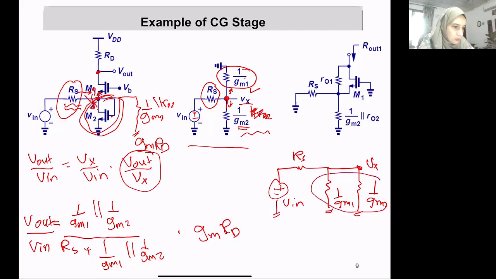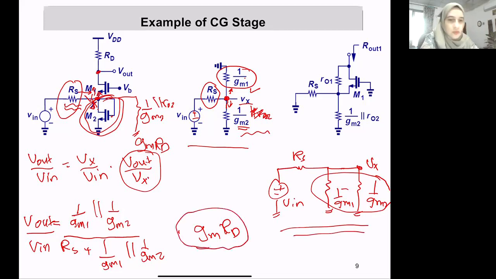So how to get Vx out of Vn? Those are in parallel with each other, and (1 over Gm1 in parallel with 1 over Gm2) divided by (Rs plus 1 over Gm1 in parallel with 1 over Gm2). This is a voltage divider, just how we find it from a voltage divider. Now from Vx, V out over Vx is just the gain of the common gate, which is Gm Rd. Those are all multiplied with each other. Okay?